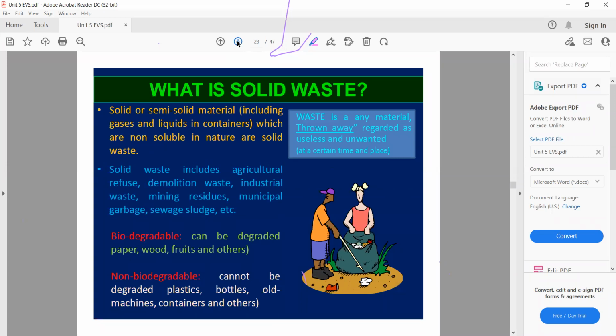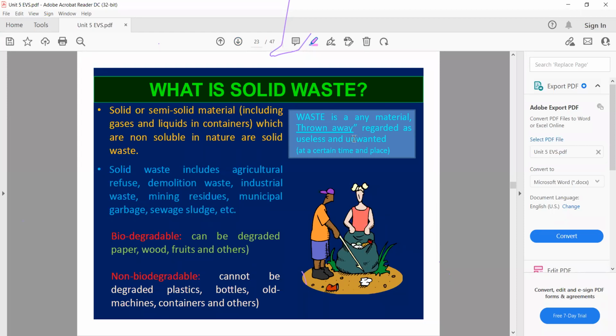Now the question arises, what is solid waste? Solid or semi-solid material, including gases and liquids in containers, which are non-soluble in nature, are solid waste. And waste is, of course, you know, any material that is thrown away, that is discarded, disposed of. Solid waste includes agricultural refuse, demolition waste, industrial waste, mining residues, municipal garbage, sewage sludge, etc. Okay.